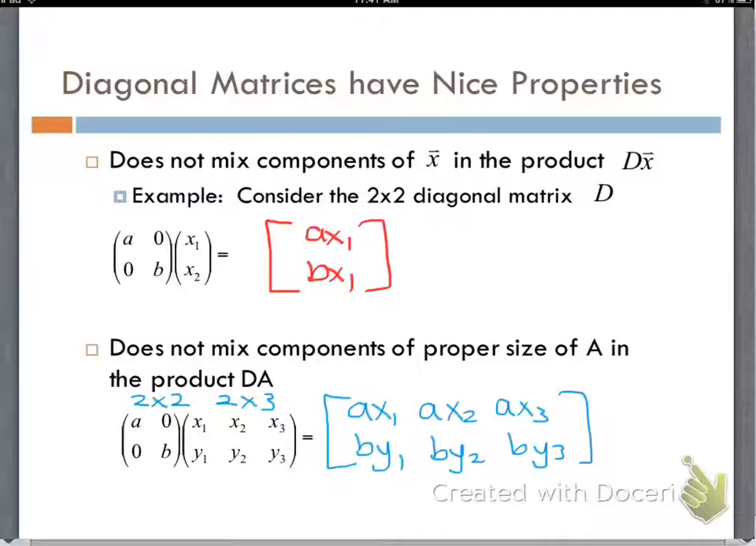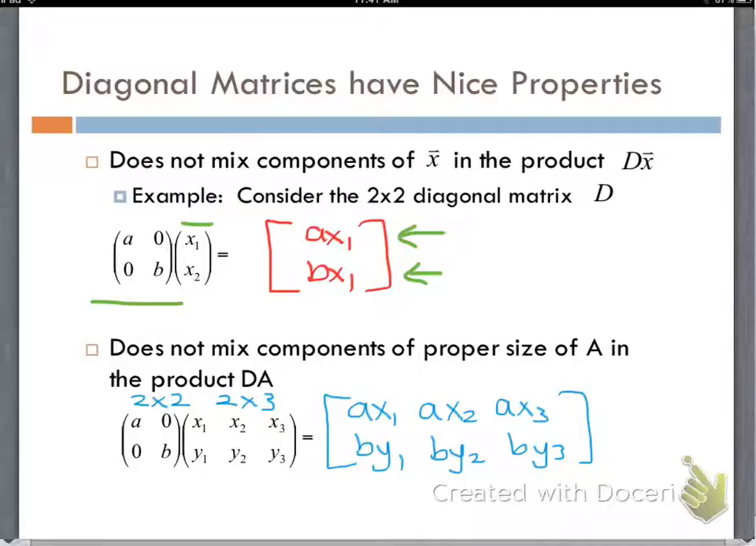So consider this 2 by 2 diagonal matrix here and some vector x here. If you do matrix vector multiplication, then we see that the x1 component stays with the top entry, the A entry, so the scalar stays at the top and B stays there. So they don't mix. In general, with A, B, C, D, we can get A plus B or C plus D. So that's what this first thing is saying: they don't mix components.